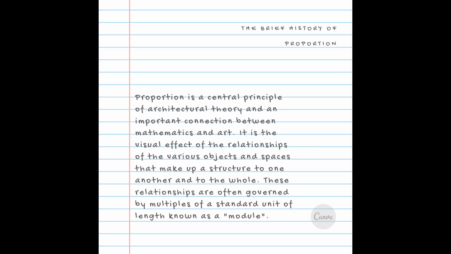The brief history of proportion. Proportion is a central principle of architectural theory and an important connection between mathematics and art. It is the visual effect of the relationship of the various objects and spaces that make up a structure to one another and to the whole. These relationships are often governed by a multiple of a standard unit of length known as a module.